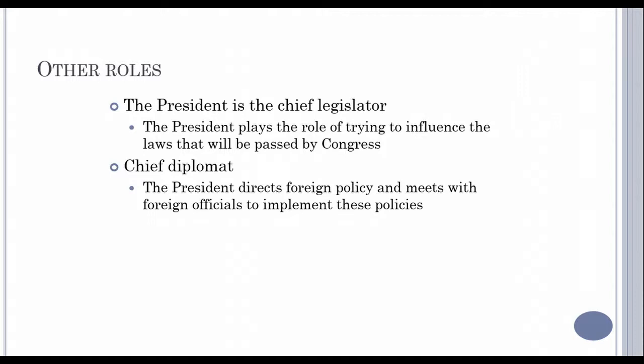So they're going to have an active role in trying to determine the type of laws that are passed throughout Congress. They're also the chief diplomat. This means that the president directs foreign policy and meets with foreign officials to implement these policies.